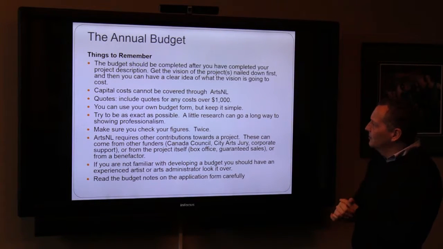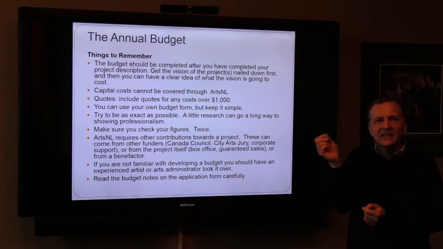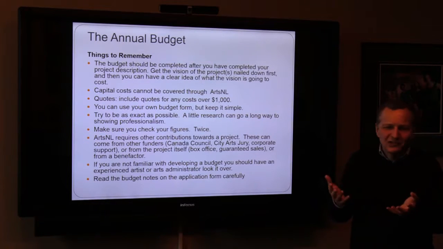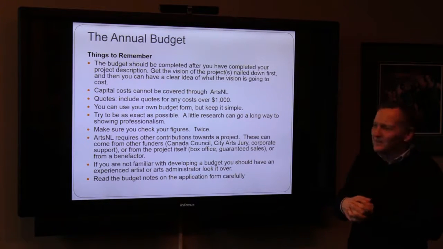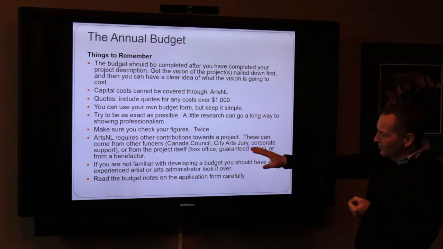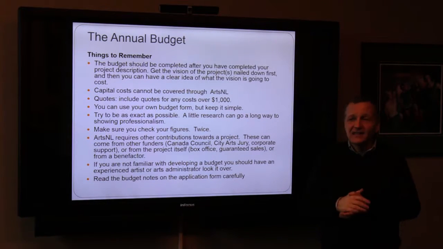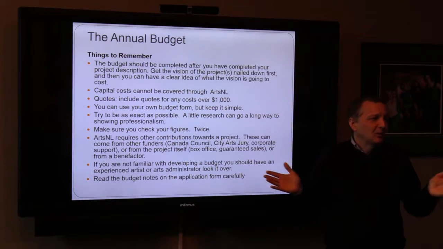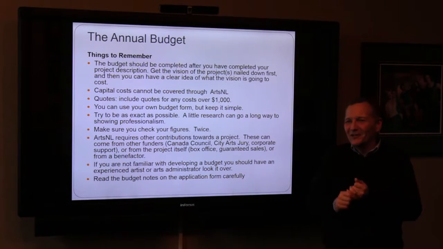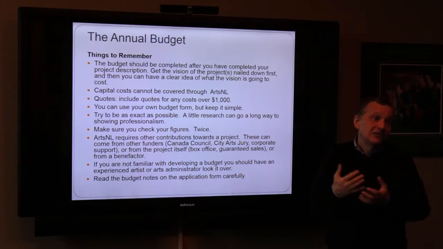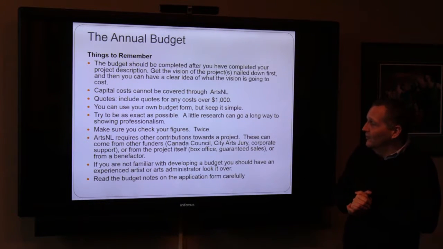Try to be as exact as possible. Certainly, applications where every figure ends in 00 sometimes get questioned: are they really doing the research to know how much this costs? Check your figures twice. You can also list other contributions towards a project. The maximum grant in this program is $10,000. I don't think any of the projects cost $10,000, or any of the annual operating budgets of these organizations. To be eligible, you need to be more than $10,000 a year. So tell us who else is supporting this application and who you've applied to.